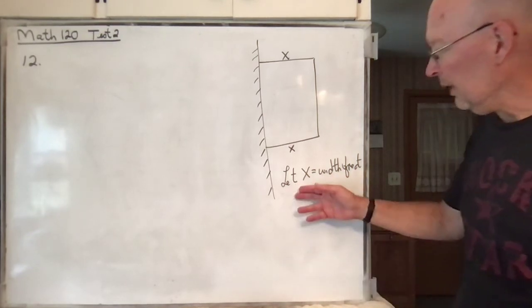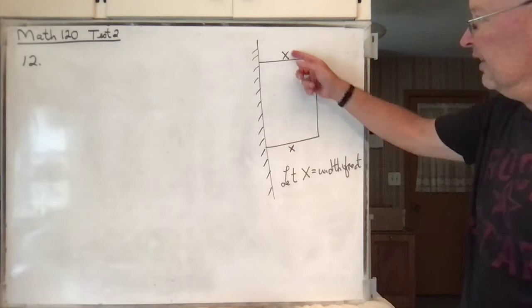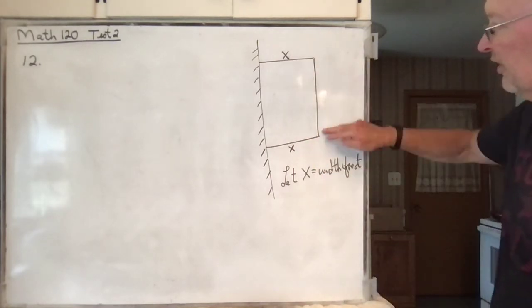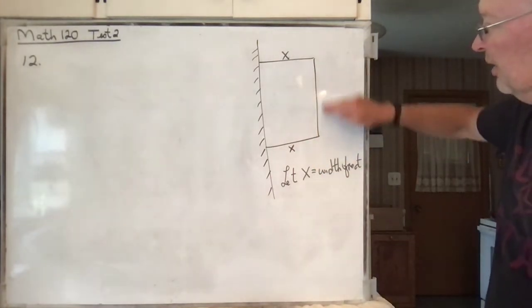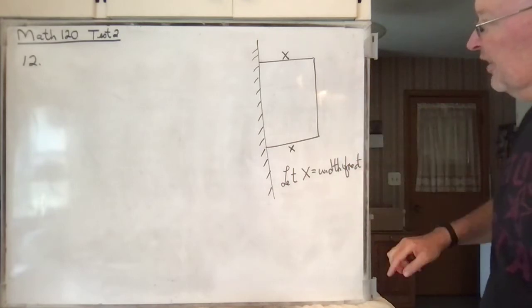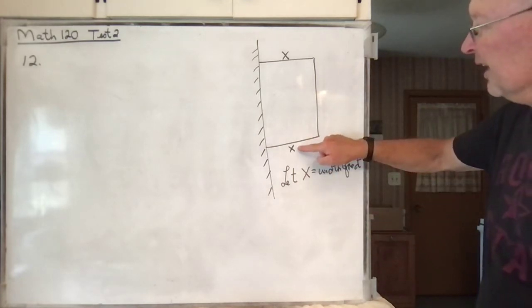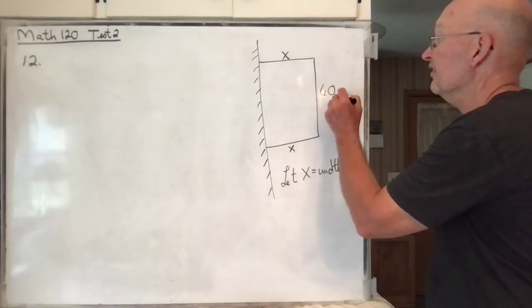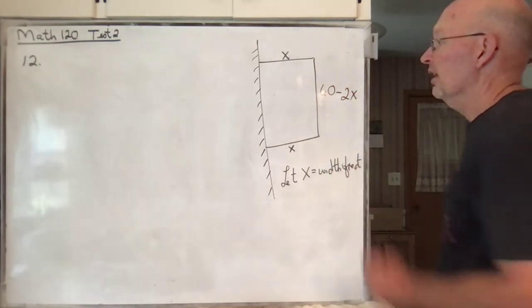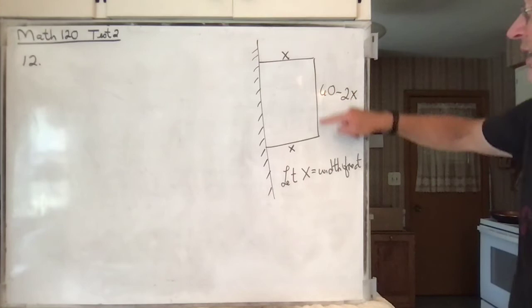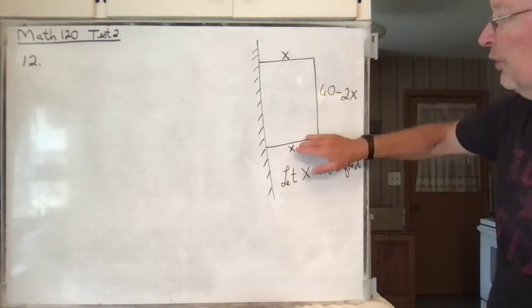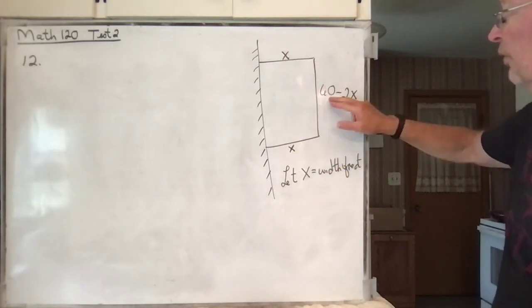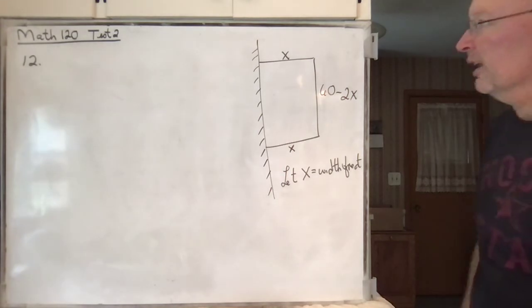Okay, so once you know that that's the width, then the question is how much length do you have there? You have 60 total, and you're using x feet here and x feet there, so apparently you have 60 minus 2x left for this side. Agree? You have 60 total, you've used 2x for those, and so you have 60 minus 2x for that.